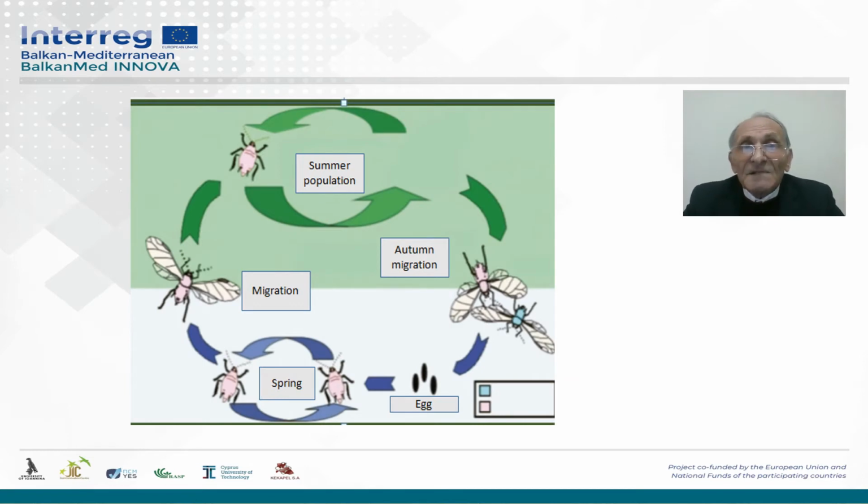This is a developing cycle of aphids. From the eggs, in the spring we have the first larva, then we have migratory family insects, then the summer population, autumn population, and again we have the winter eggs. This is an example of the developing cycle for one.